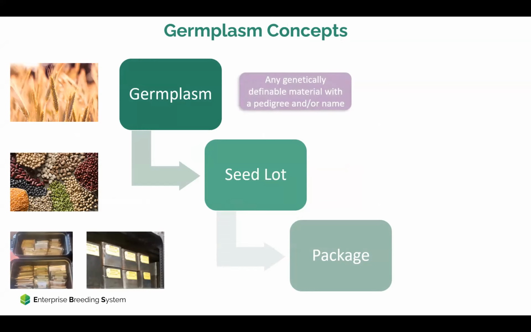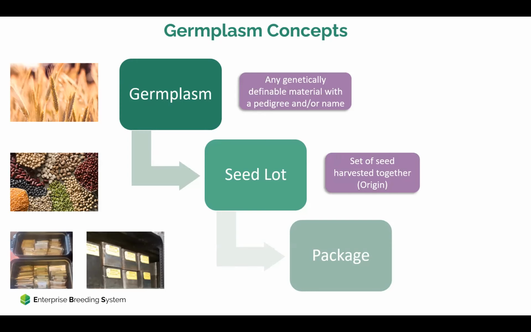The top level of germplasm provides information about any genetically definable material with a pedigree or a name. It could be an inbred line, a hybrid, or a landrace. Below that, when germplasm is harvested, especially if a germplasm is harvested multiple times, then multiple different seed lots can be generated that provide information about different origins of that same germplasm.